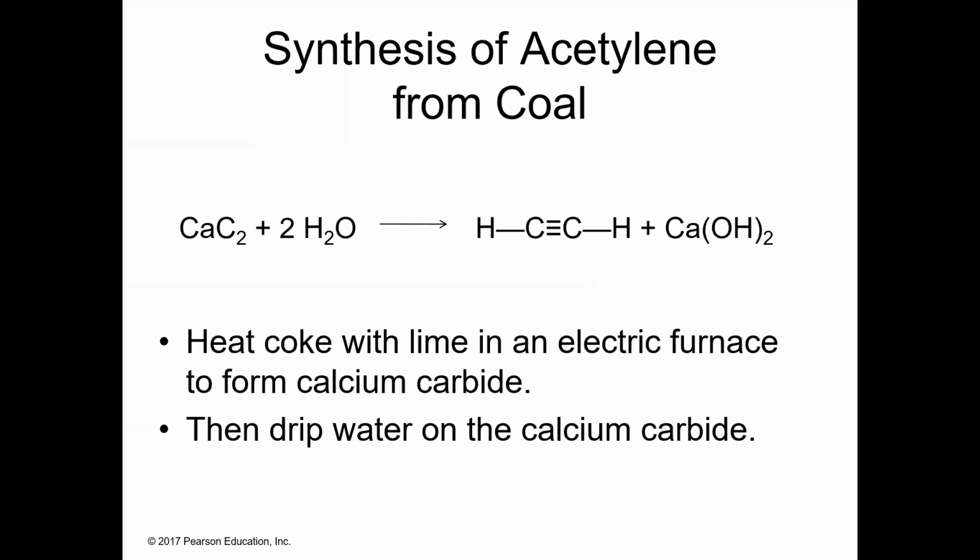Back in the 1800s and early 1900s, they had what were called carbide lanterns, where you took calcium carbide and dripped water on it. That produces acetylene, which was then burned to produce light for a lamp.